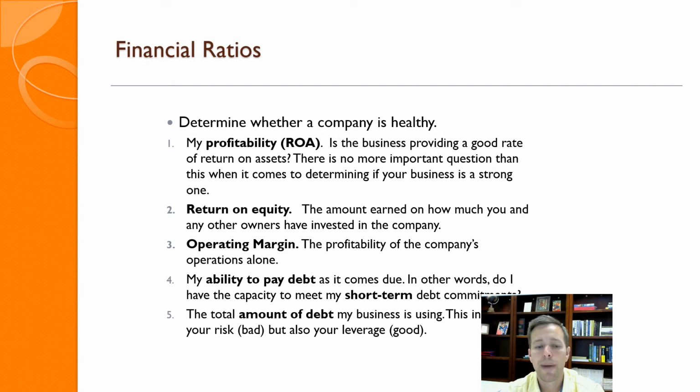Number 4, my ability to pay debt as it comes due. In other words, do I have the capacity to meet any short-term debt commitments? This is the current ratio, and I'll introduce this in a second. But basically, we compare our current assets and look at our current liabilities, and we want there to be an ability to pay off all of those current liabilities. So we want a ratio over 1, right? We want current assets to be greater than our current liabilities at the bare minimum. All right? And then the total amount of debt that your business is using.